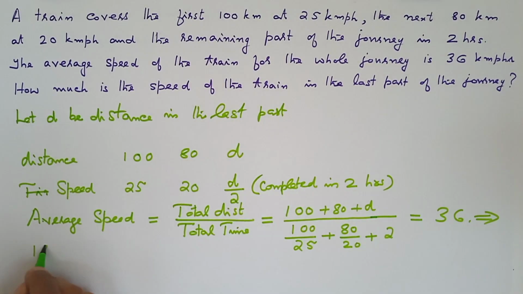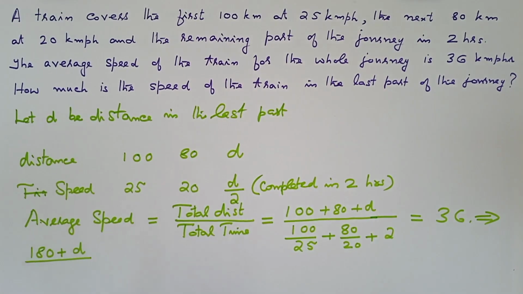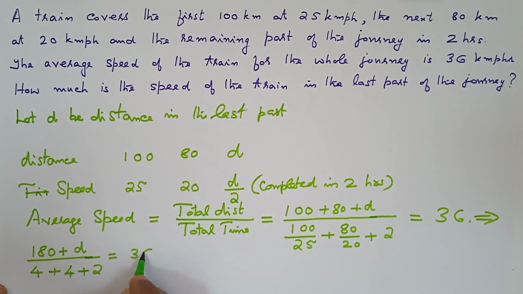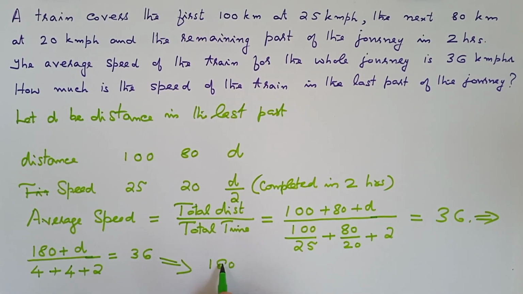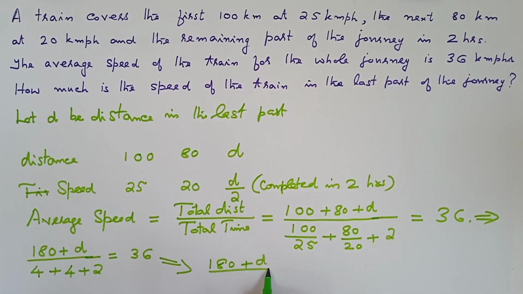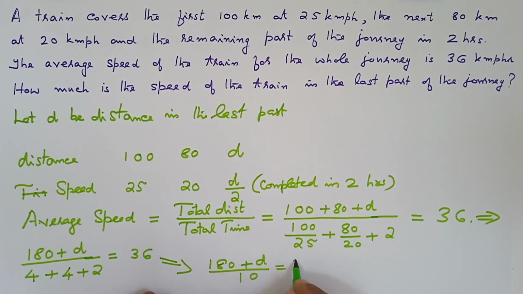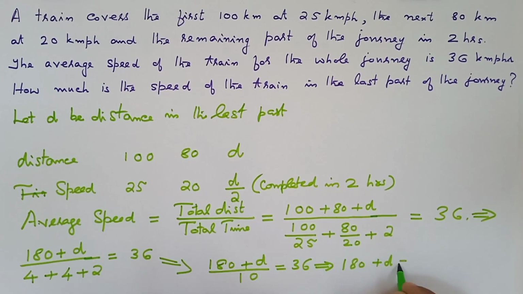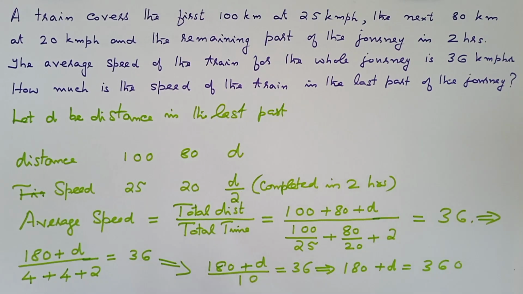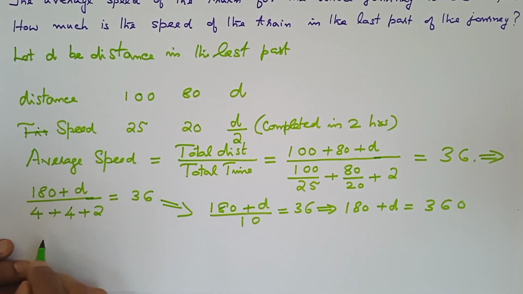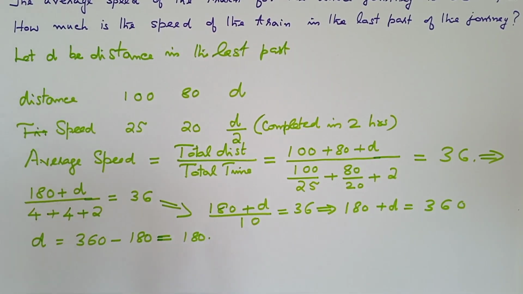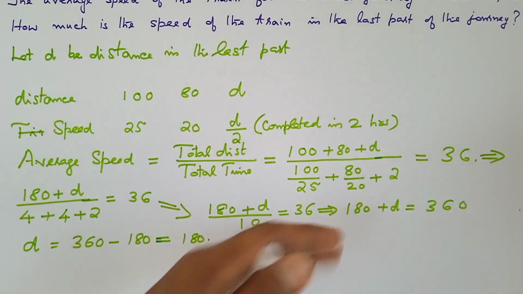This implies 180 plus D divided by 100 by 25, 4. The other one also 4 plus 2 equal to 36. This implies 180 plus D divided by 10 equal to 36. 180 plus D equals 360. Now, keeping D here, take 180 to the right side, you get D equals 180. So we have found out the distance in the third part of the journey.